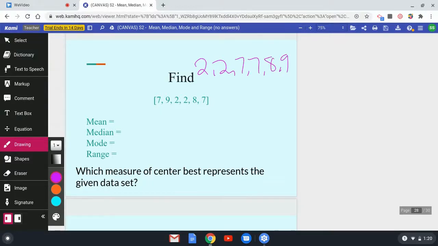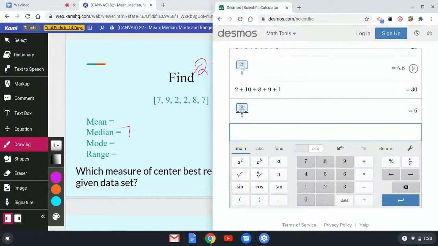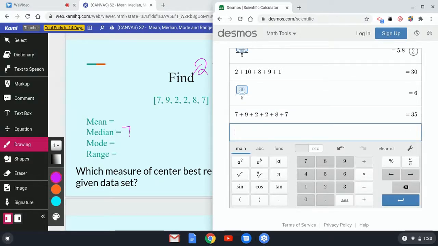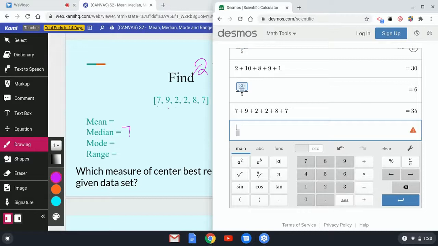Hey diddle diddle, the median's the middle. Median is 7. You add and divide for the mean. 7 plus 9 plus 2 plus 2 plus 8 plus 7. You add and divide. How many? 1, 2, 3, 4, 5, 6.